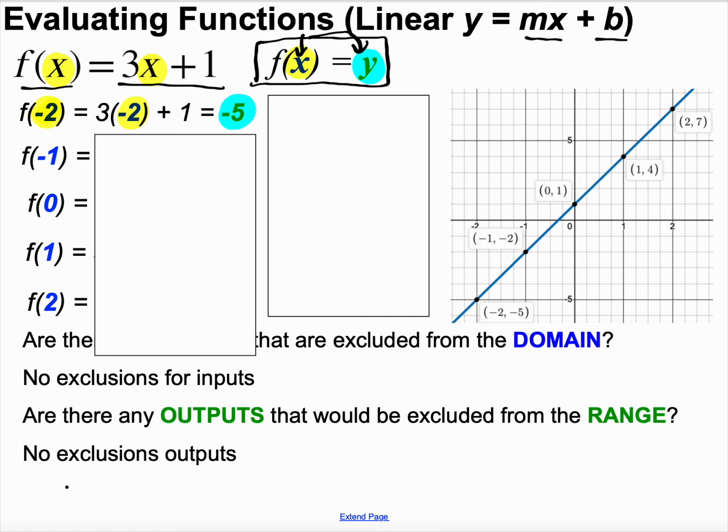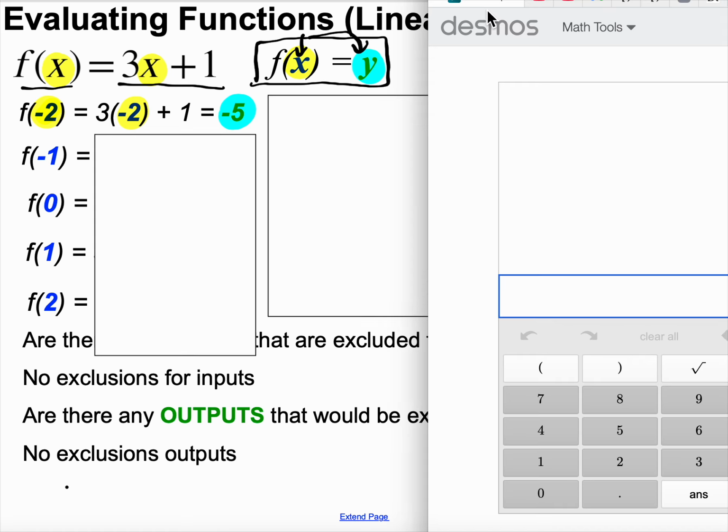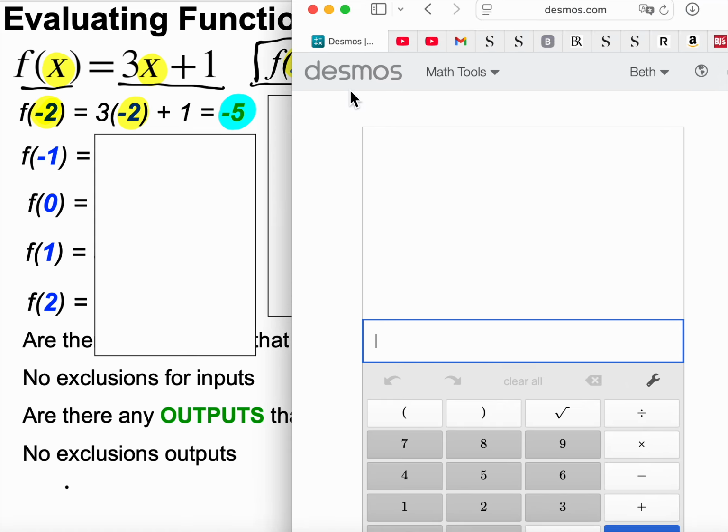Now, there is a built-in calculator in Lumen, or you can use this Desmos calculator. This is exactly what is put into Lumen, is the Desmos calculator. So some of these questions you're going to be asked to upload a screenshot of your calculations. So I recommend that you become familiar with the Desmos calculator within Lumen. So I would just do 3 times negative 2 plus 1, and that gives me negative 5. And that's what I have there.